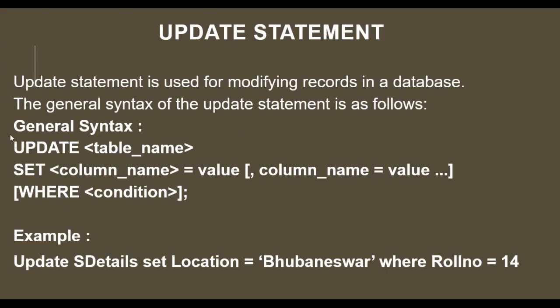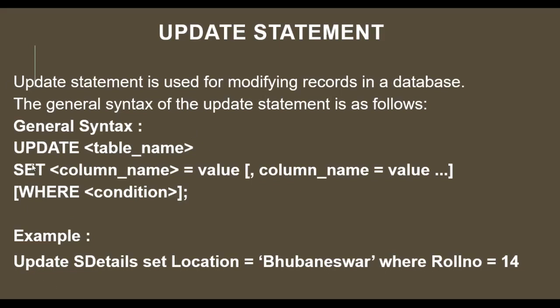Okay, so here I have given an example for this UPDATE statement. UPDATE, then table name, SET location equal to Bhubaneswar, WHERE roll number equal to 14. So the record which contains roll number 14 alone has been changed. The location is now Bhubaneswar. This is an example for updating statements, or updating data in the database.